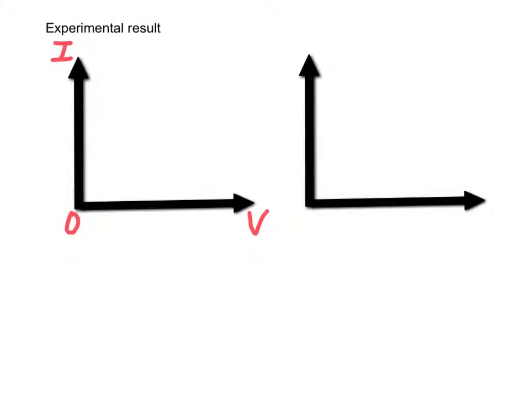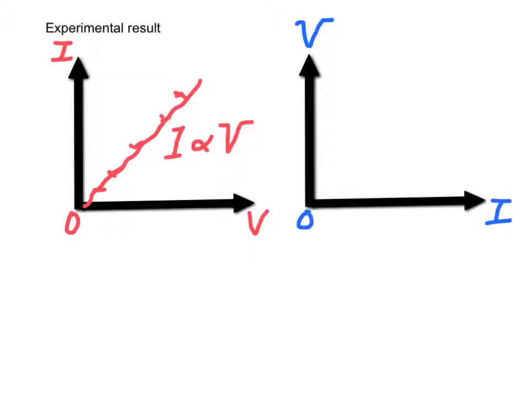For an irregular wire, the variation of I against V is a straight line passing through the origin, which implies that current is proportional to the voltage. Now, if we change the graph from I against V to V against I, the result still applies, which is I and V are proportional. Therefore, V is proportional to I.